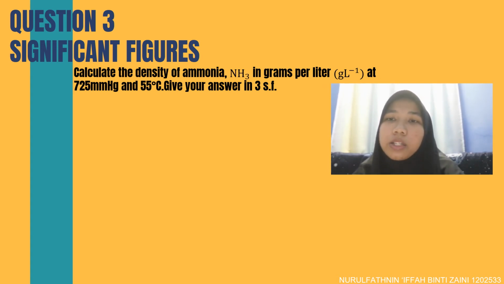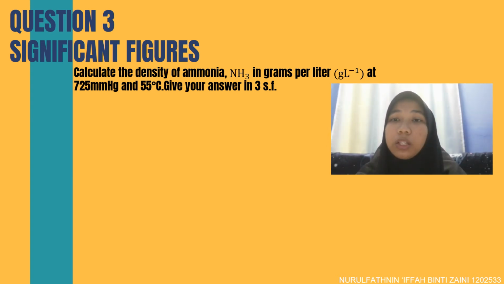So the only option for us to solve the question is to use the formula PV equal to nRT, also known as the ideal gas equation. But since we also don't have the number of n, we can rewrite n as mass over molar mass. Change it around, and we will get P times molar mass equal to density times RT. We will need to use 0.08206 for R in order for us to get the final answer in grams per liter.